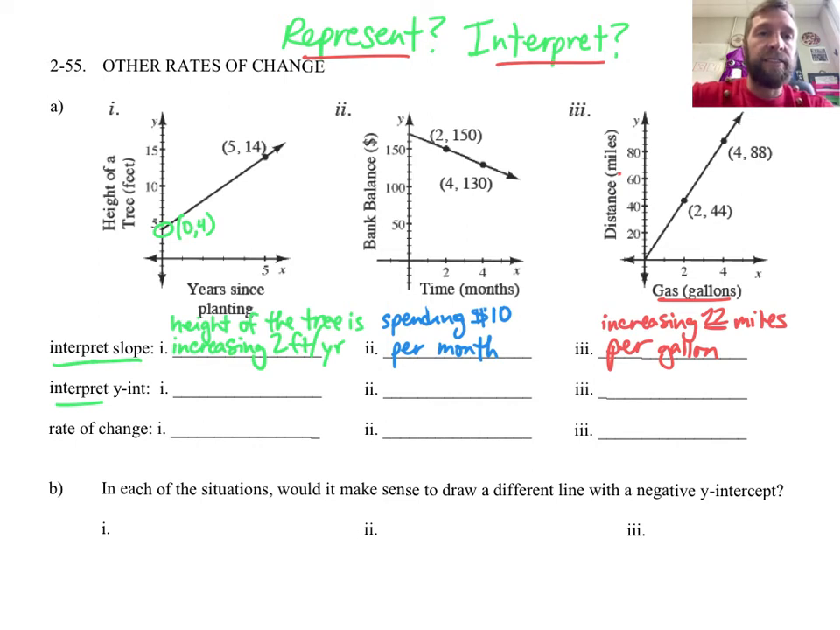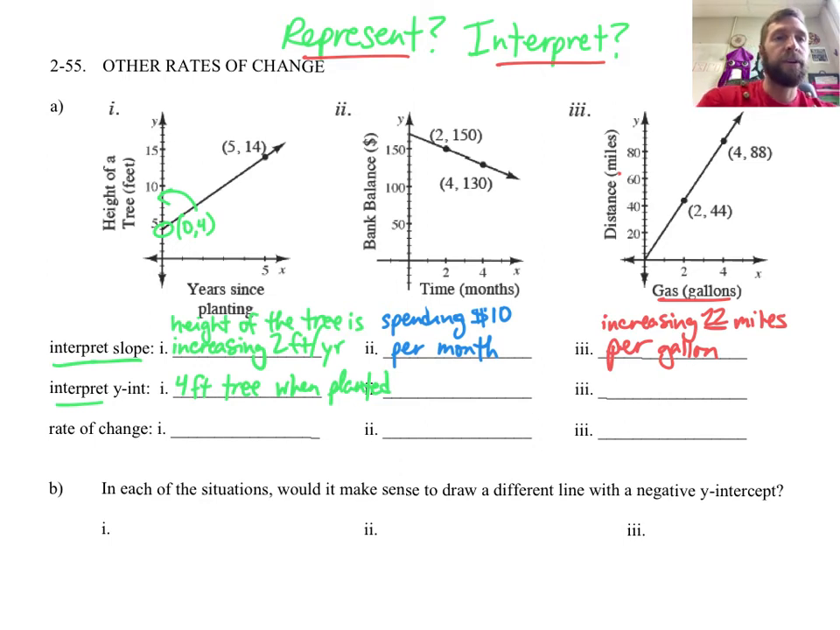0 is the years since planting, so that means I just planted it. 4 is the height of the tree. Cool, I think the y-intercept means 4 foot tall tree, 4 foot tree, when it was planted, right? You don't say when it started. How does a tree start? I don't know. Was it a seed? Did you buy it from a store or a nursery? This one right here says years since planting, so it's clearly a 4 foot tree when it was planted.